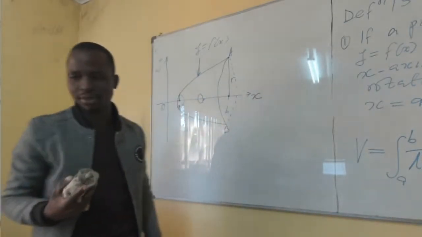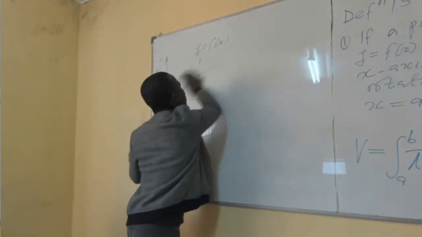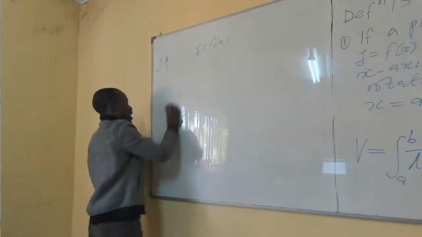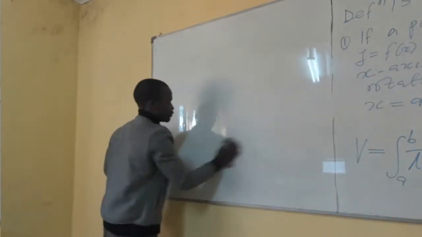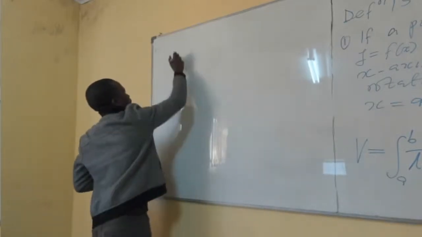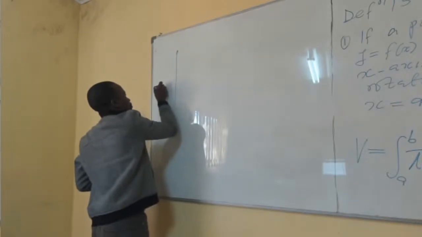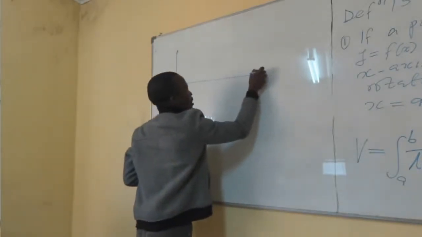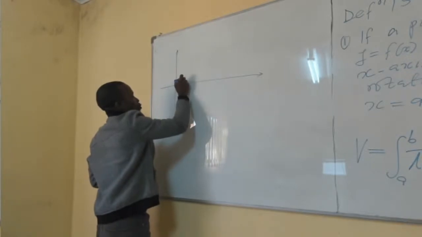Let me explain something here. So this is what happens. Let me sketch it. So you have this function that you have been given. Maybe let's say this function is from point A.